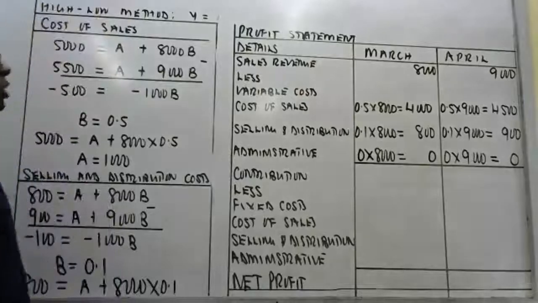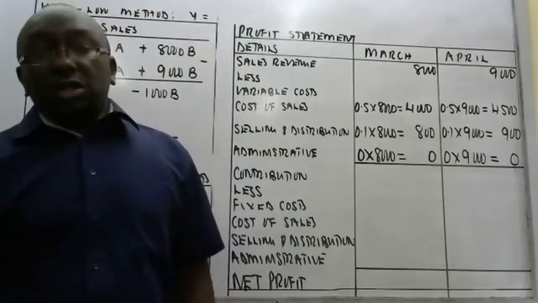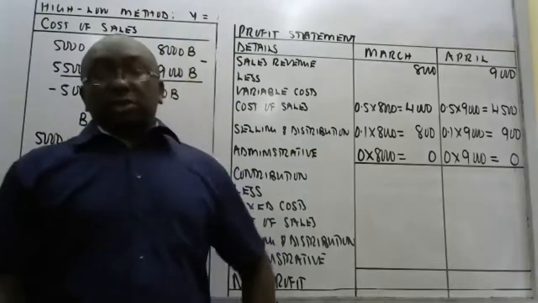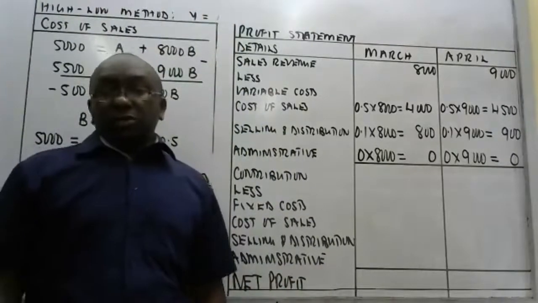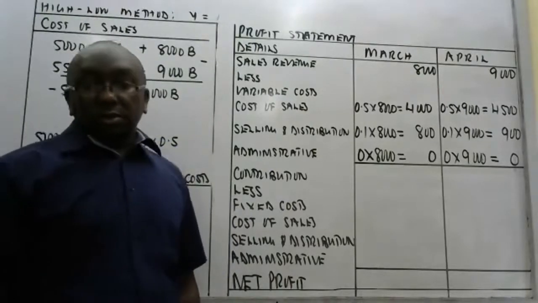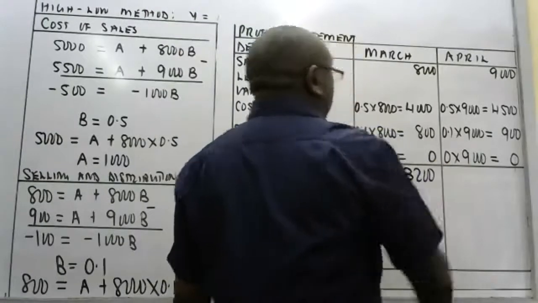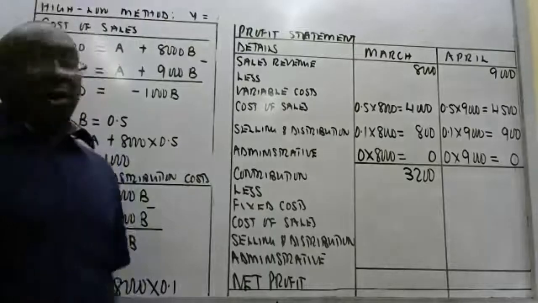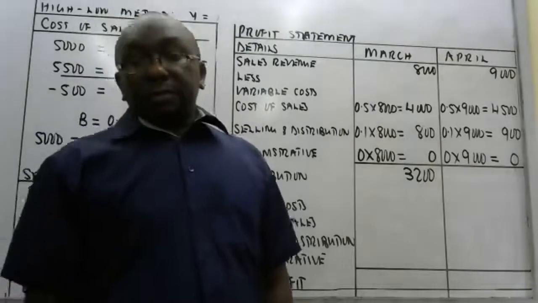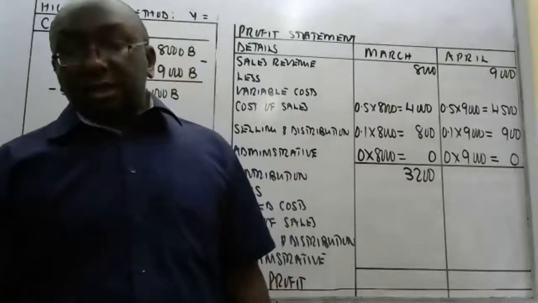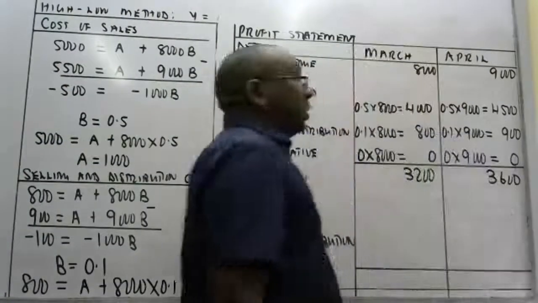So give me the contribution for the month of March. Contribution for the month of March is how much? Good, 3,200. Give me the contribution for the second month. 3,600.